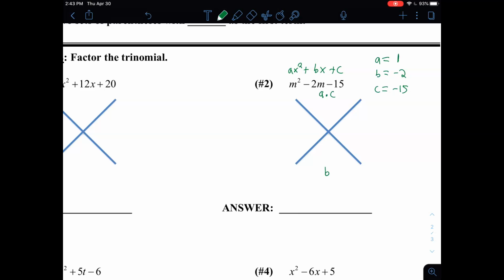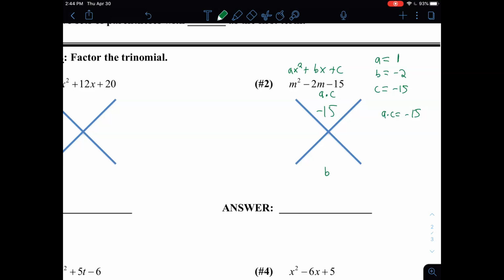And then the numbers in front of the variables, or by themselves for C, are what those are. So A times C is going to be 1 times -15, which equals just -15. And what you'll find for these general factoring problems, since A is always going to be 1, you don't even need to do A times C anymore. A times C is just going to be whatever C is. All right? So you don't need to do A times C every time.